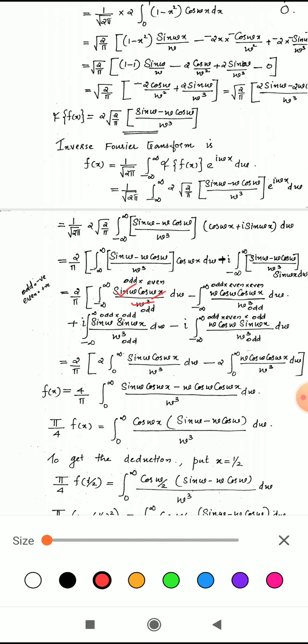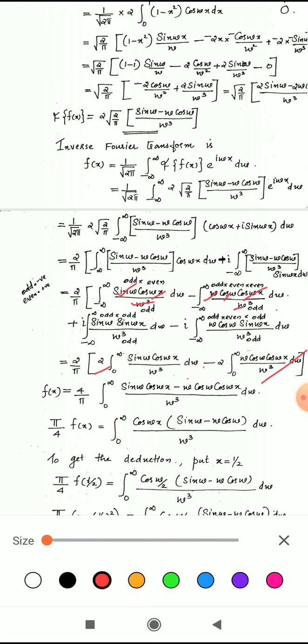So this limit can be written as 2 into integral 0 to infinity of sin omega cos omega x by omega cube d omega. Then next term, omega is an odd function, cos omega is an even function, omega cube is an odd function. So odd by odd is an even function, then all other terms are even. So even into even function, that also can be written as 2 into integral 0 to infinity of that term.